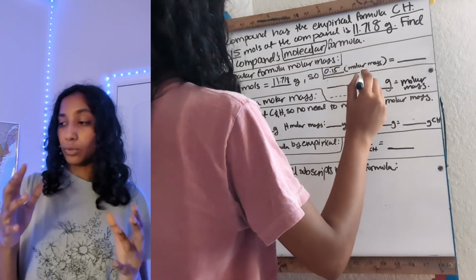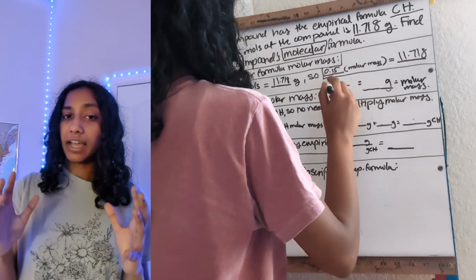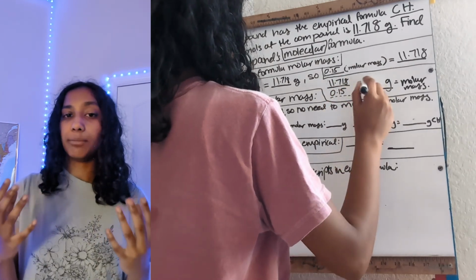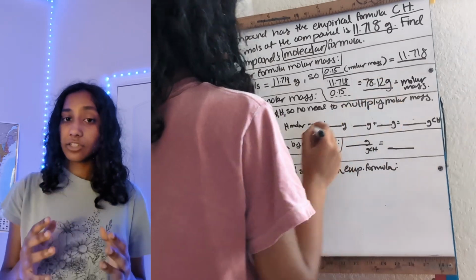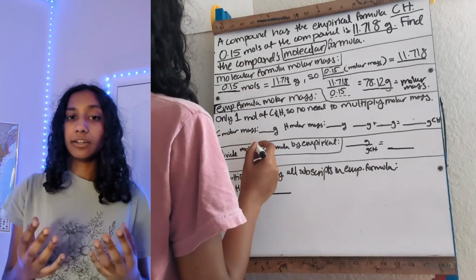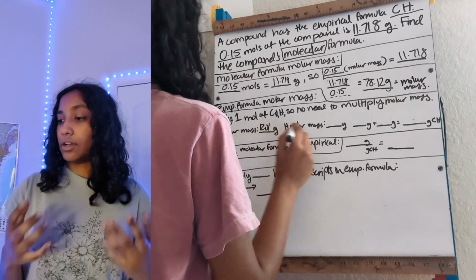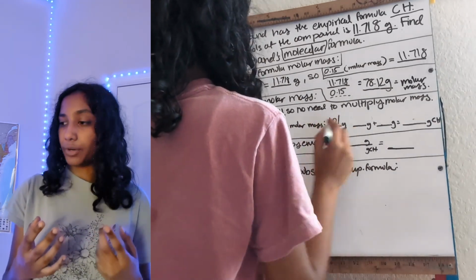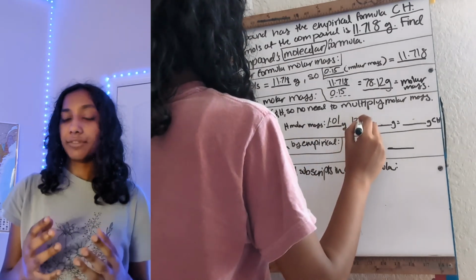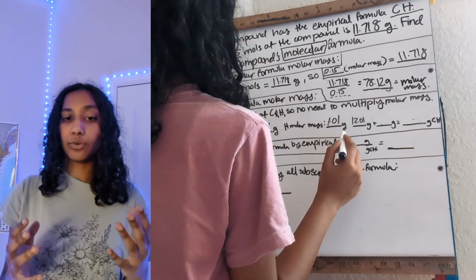0.15 times the compound's molar mass gives us 11.718 grams. We can divide 11.718 by 0.15 to give us 78.12 grams. Next, we find the molar mass of the empirical formula. The empirical formula here is CH, so it has 1 mole of carbon and 1 mole of hydrogen. We can take the molar mass of carbon, 12.01, and add it to the molar mass of hydrogen, 1.01. We don't have to multiply the molar masses of carbon and hydrogen by anything because their subscripts in this formula are just 1.